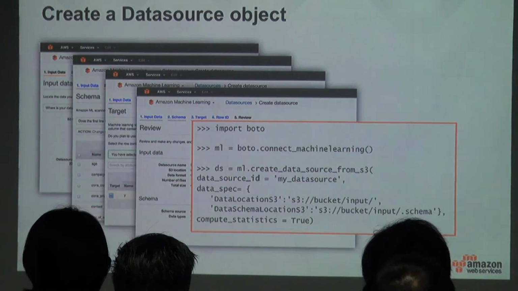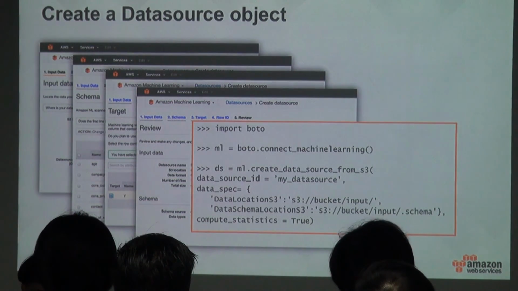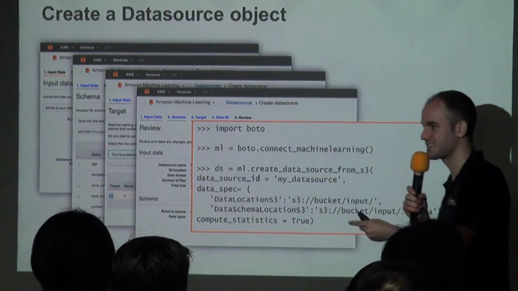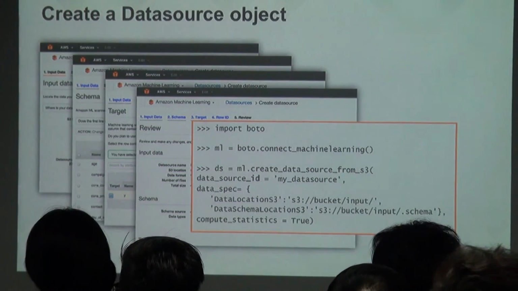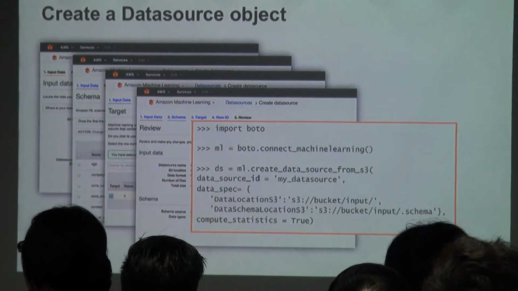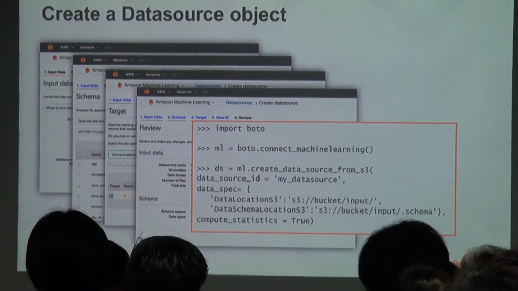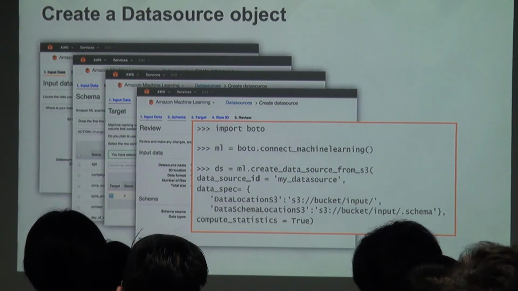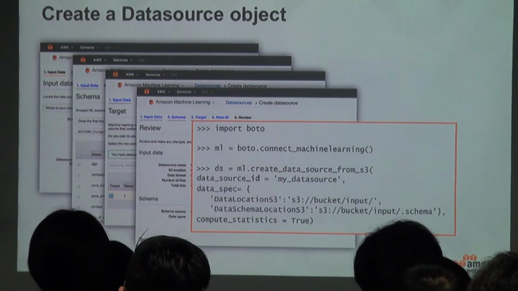Now we create the data source object. Everything is an API, so we can also do that programmatically. Since I'm talking to a bunch of data scientists here, this is Python code. It is available in Boto 3? Yes, it should be. This is the latest Boto version where it runs on, so I think that should be Boto 3.